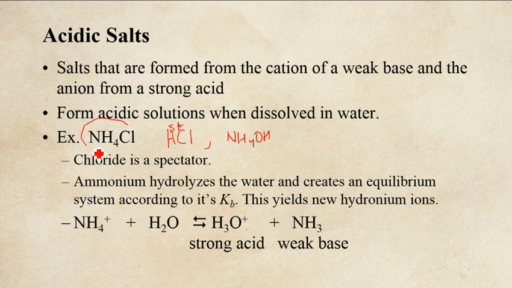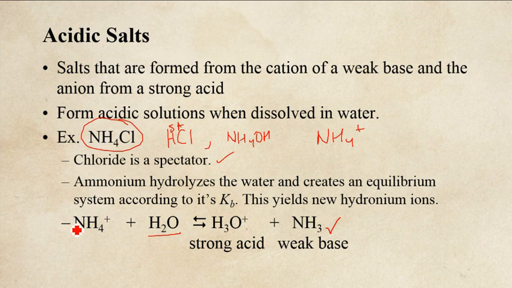So when you put ammonium chloride in water, the chloride ions just fall into solution and stay in solution. Whereas the ammonium ions are going to interact with water chemically. Okay? So what we see happen is your chloride acts as a spectator, and then the ammonium hydrolyzes or splits water and creates an equilibrium system. So this new system contains ammonium, water, splitting water into a strong acid ion and the weak base ammonia, and that would be according again to the Kb for this ammonia.